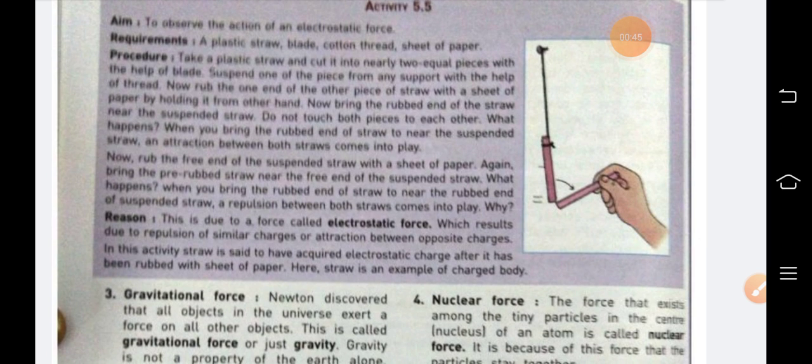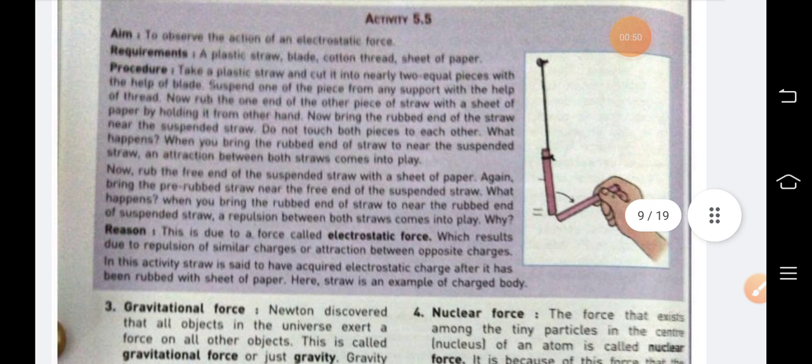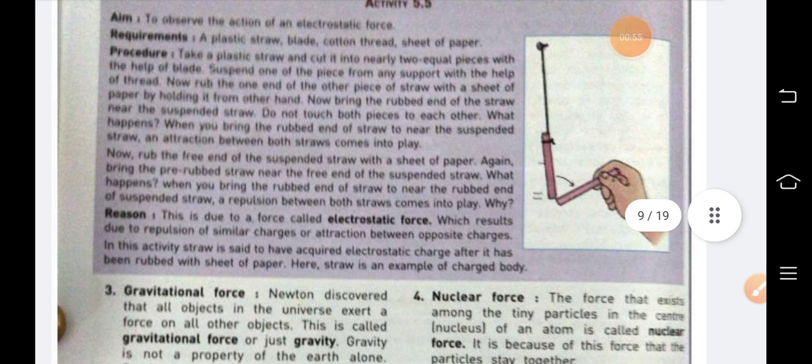Here an activity is explained. The aim of the activity is to observe the action of an electrostatic force. Requirements: a plastic straw, blade, cotton thread and sheet of paper. Take a plastic straw and cut it into nearly 2 equal pieces with the help of blade. Suspend one of the pieces from any support with the help of thread.